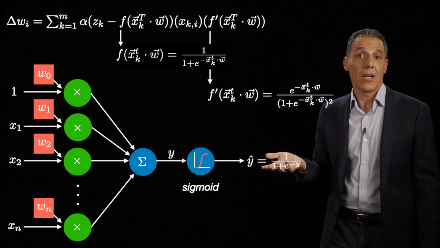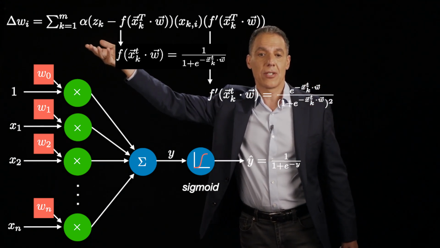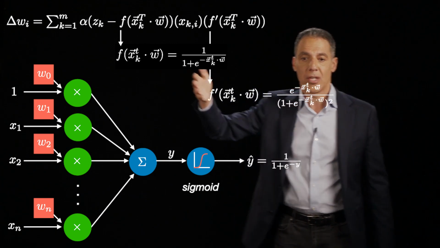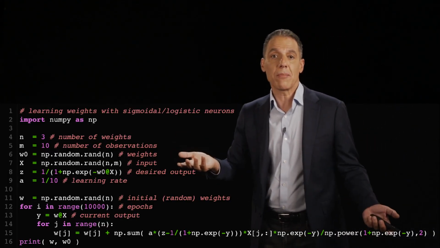And now I have a new update rule. And I can certainly evaluate this everywhere. I know what z is. I know what x transpose w is. I've got a closed form solution for the derivative. And now I can play the same game.